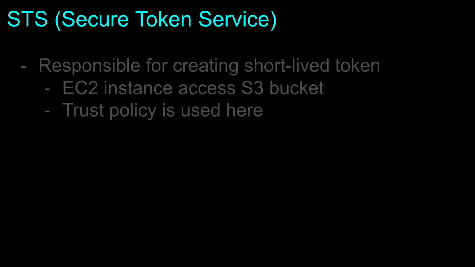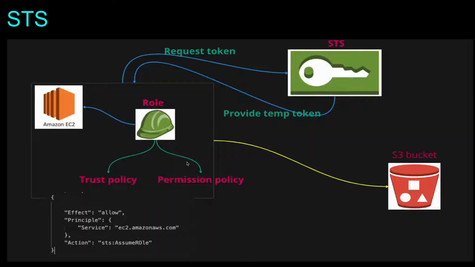We can create a role and assign it to the EC2 instance, and the EC2 instance assumes that role to access the S3 bucket. That's where the trust policy gets used. I'll show you in an image, in a diagram, which will make more sense.